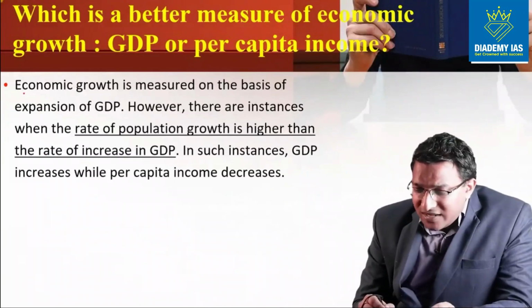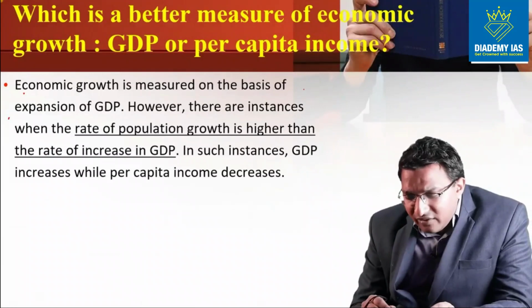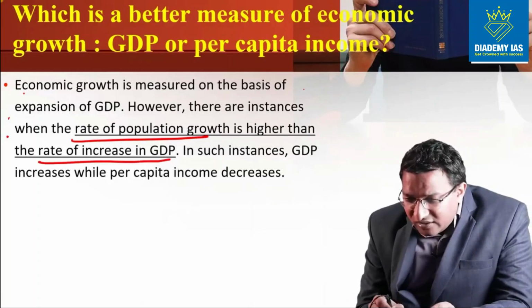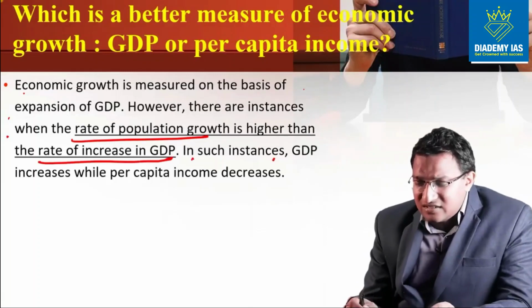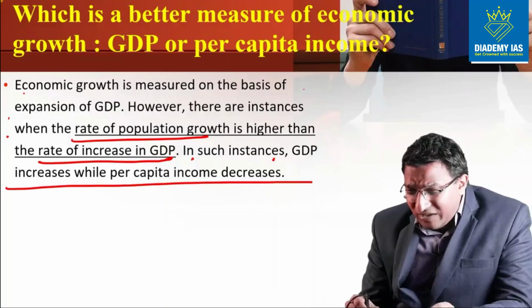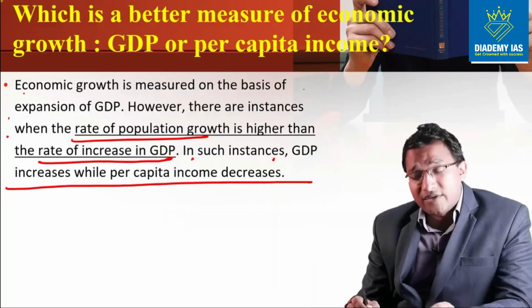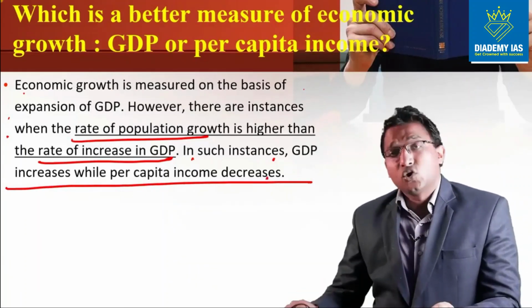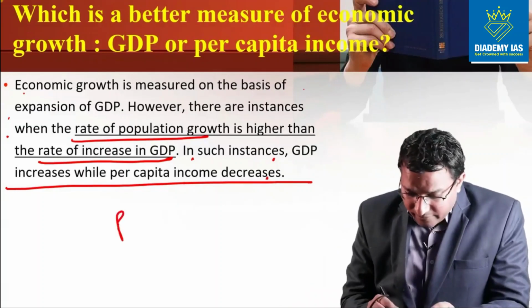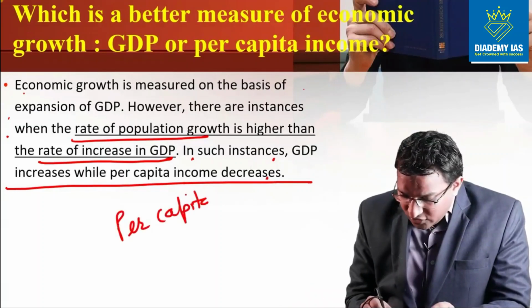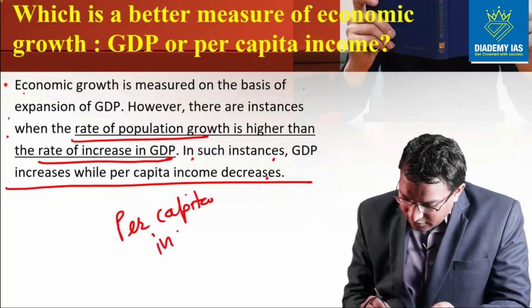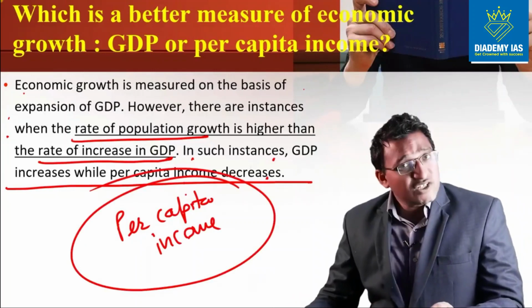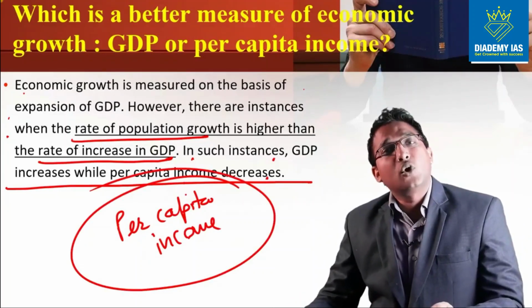So economic growth is measured on the basis of expansion of GDP. However, there are instances when the rate of population growth is higher than the rate of increase in the GDP. In such instances, the GDP increases while per capita income decreases, right? So the best measure is per capita income. If you find a question in the examination, please mark per capita income as the best measure as compared to the GDP or the aggregate measure.